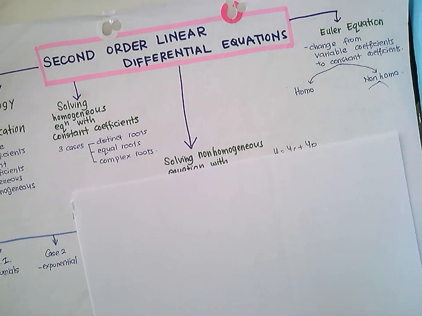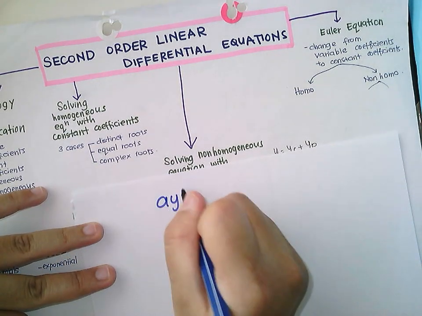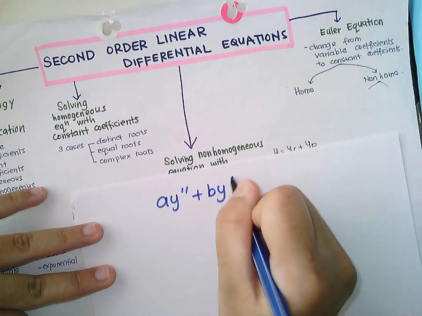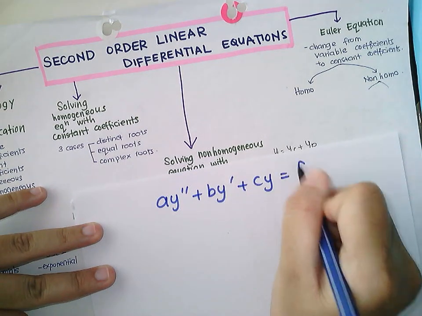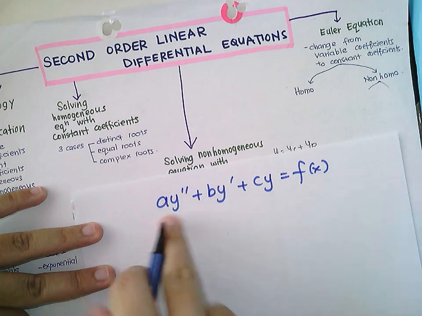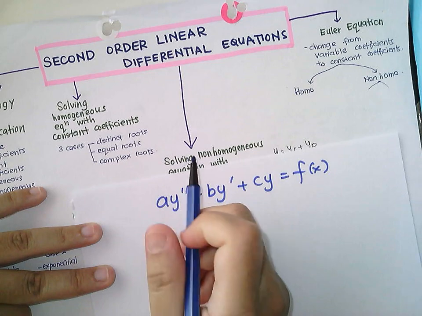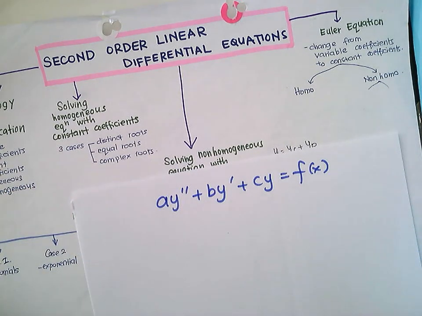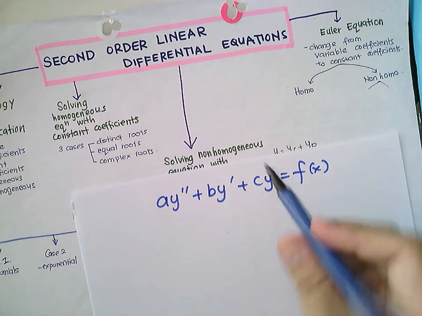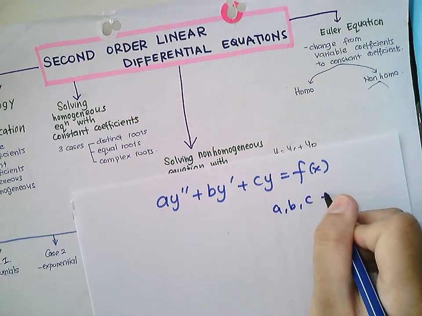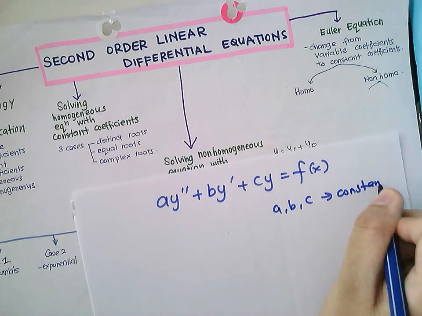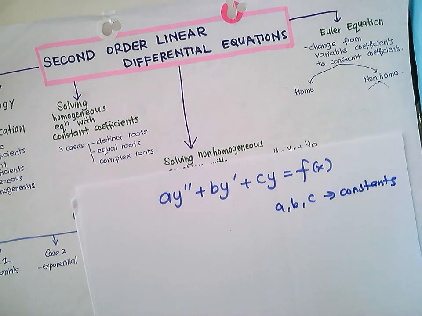Okay. So the general form of homogeneous equation with constant coefficient is given by ay double prime plus by prime plus cy is equals to f(x). So this is the general form of second order linear differential equation. Okay, now we are going to solve for homogeneous equation with constant coefficient. So you know that a, b, c are constants. So you will have a real value here for a, b, and c.